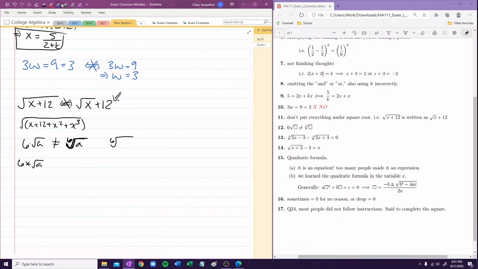All right, another problem that a lot of people did not do correctly is something that looks like this. In this example, I took the fourth root of 3x minus 3 minus the fourth root of 2x plus 4 is equal to 0. This kind of broke my heart, not gonna lie. I saw a lot of variations, so I'll talk about it. Some of you did this. This is not the same.